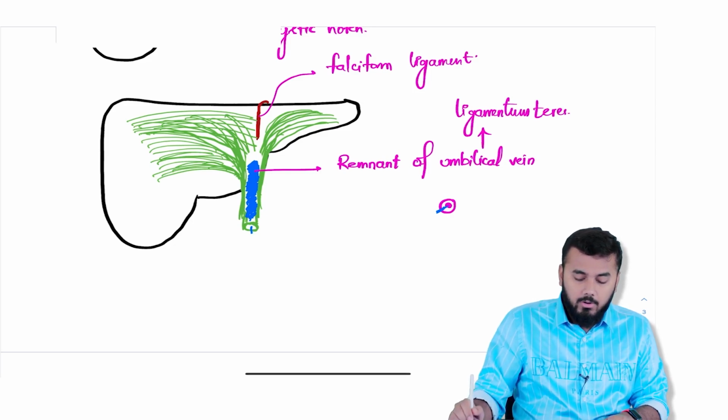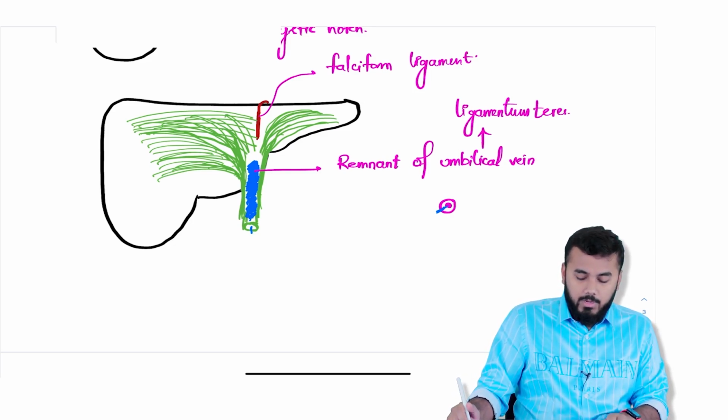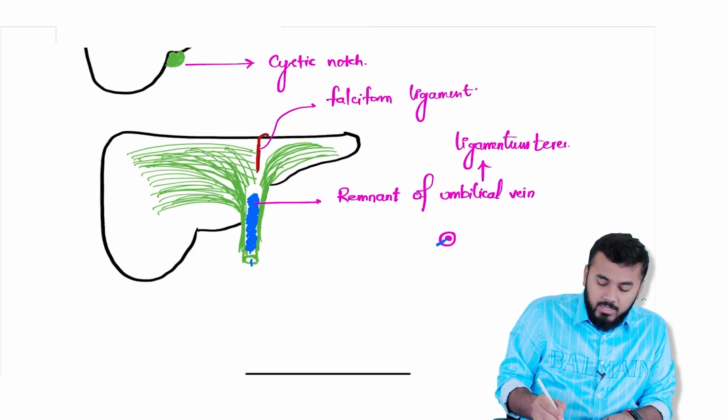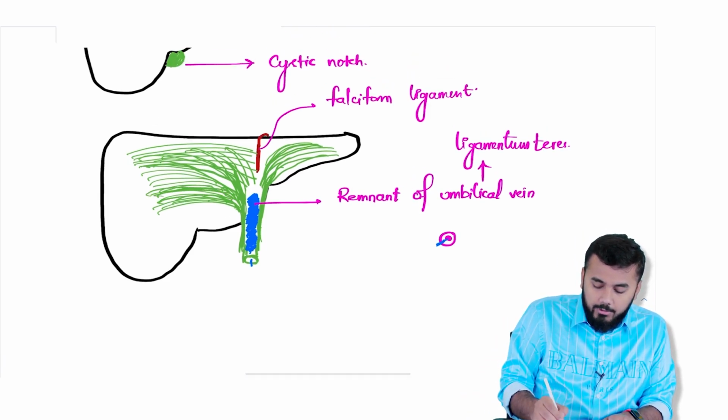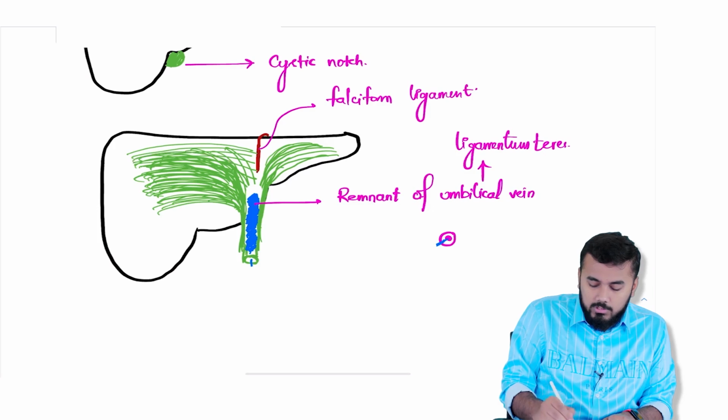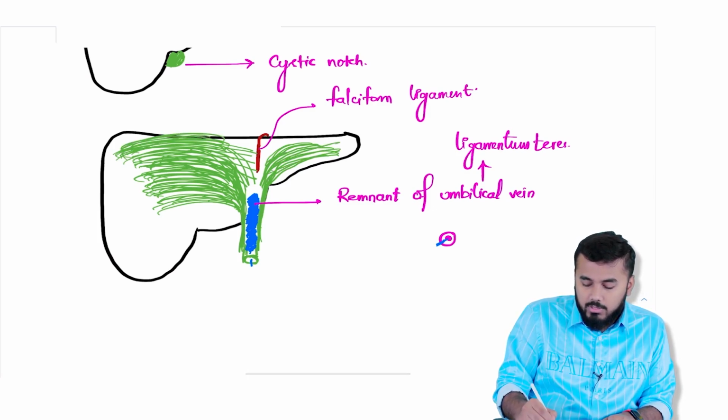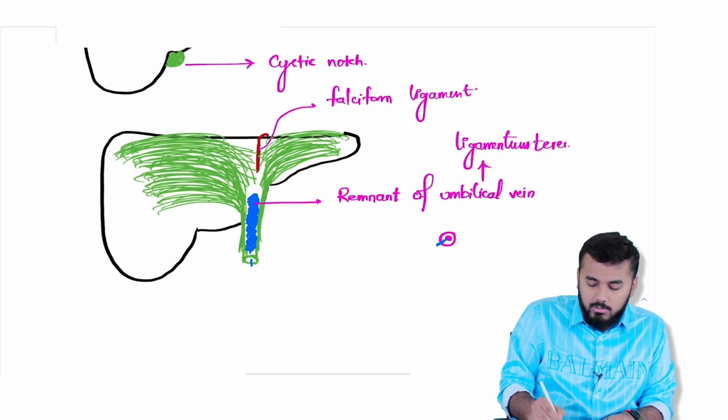Ligamentum teres is a remnant of the umbilical vein. Now what will happen here? These folds of peritoneum, which are reflecting like this, are going up all the way till the superior surface of the liver. Even on the left side, they are going up all the way onto the superior surface of the liver.